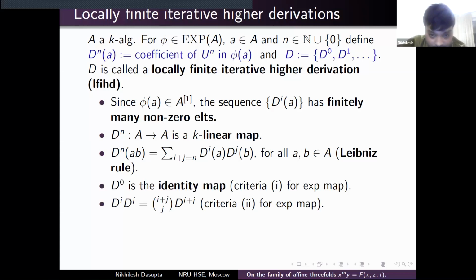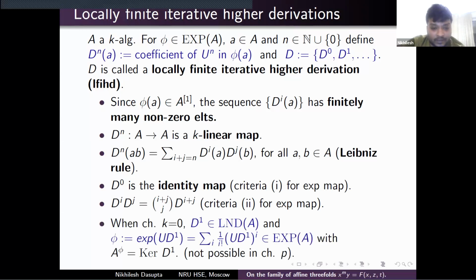D0 is the identity map. This comes because we have taken phi to be an exponential map. So phi of A starts with A plus something. So D0 is identity. And this is called the iterative property: Di Dj is (i+j choose i) D of i plus j. This comes from criterion 2.